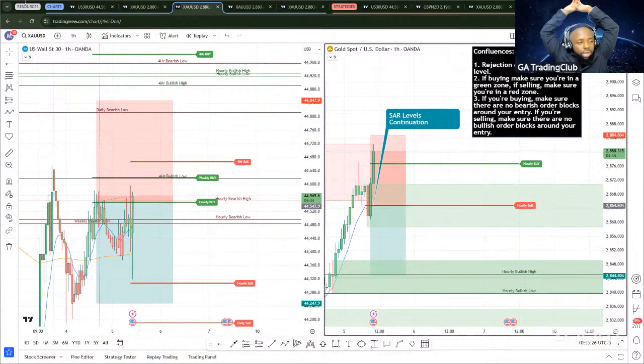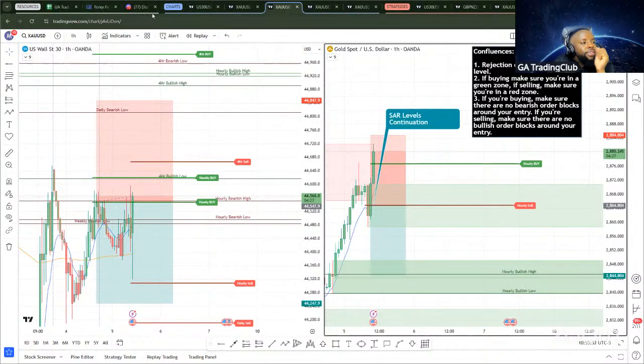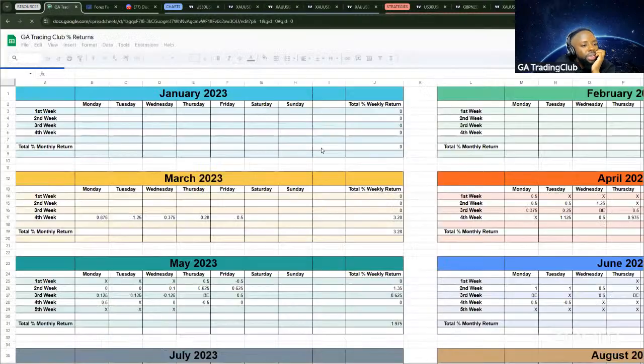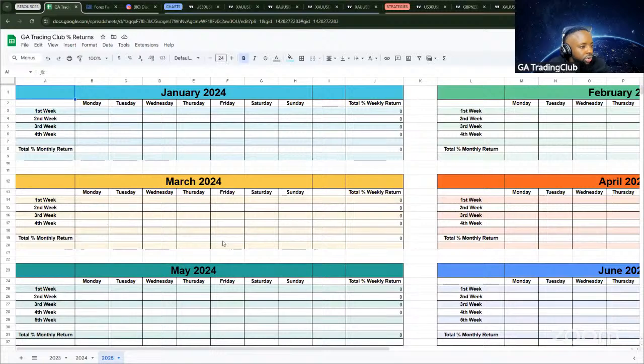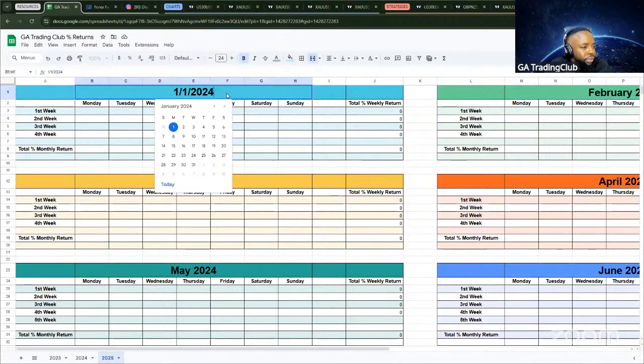wait for, excuse me, we'll just wait for tomorrow. Let me update this real quick. So I need to create a new chart. Did I do it? 2025. Give me one moment.